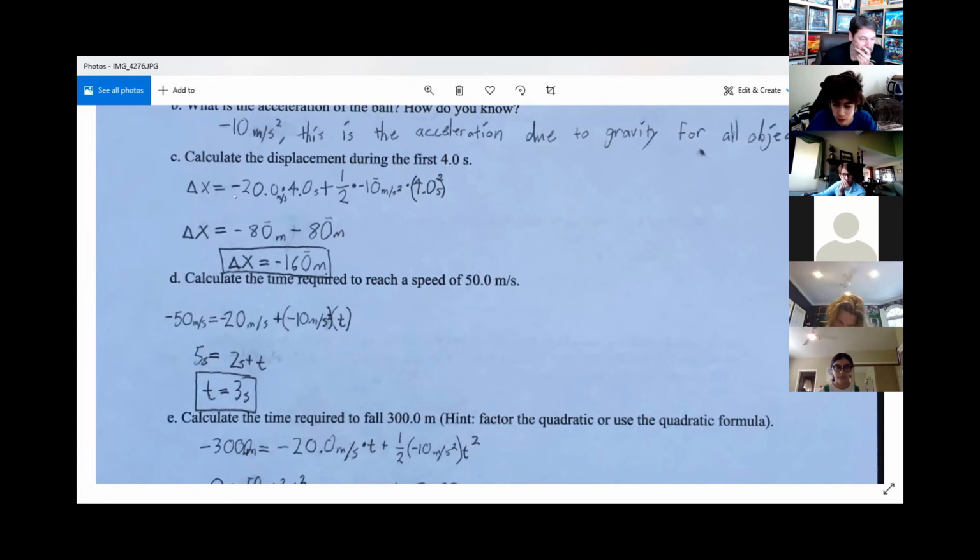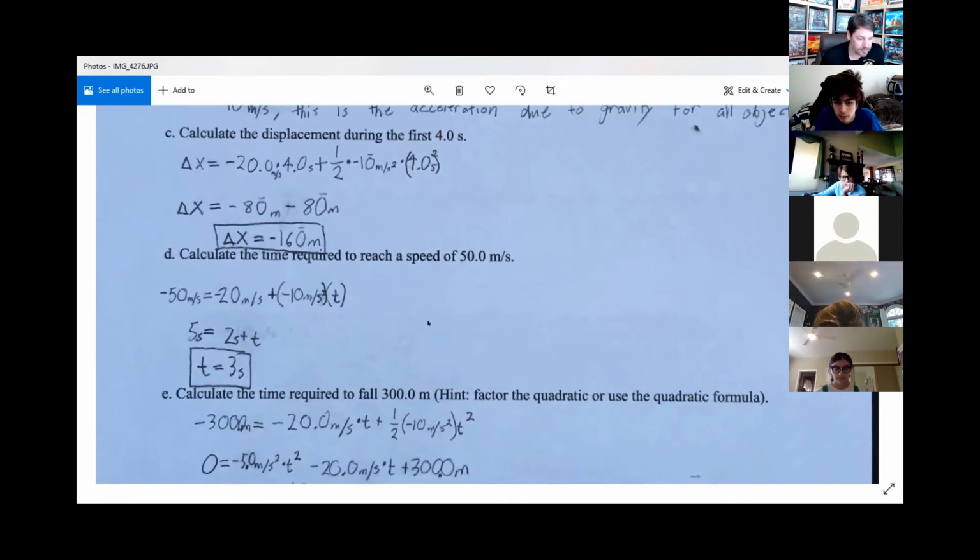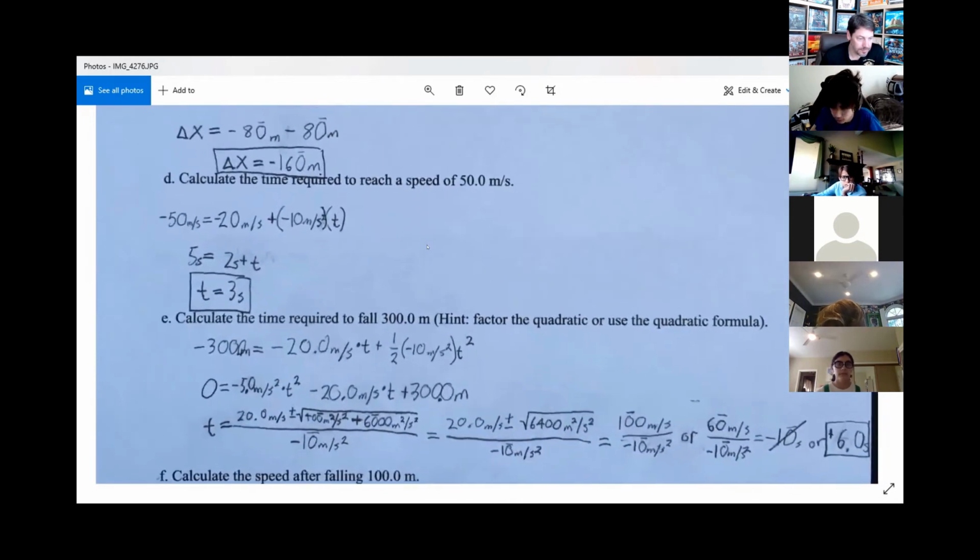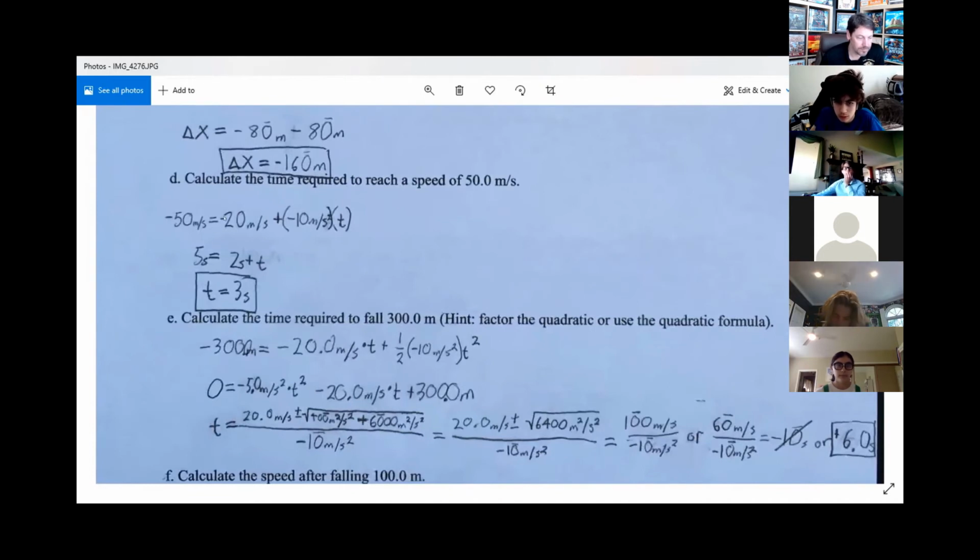So then you're just gonna plug in all your values, and then you got -20 meters per second times 4 seconds plus 1/2 times -10 times 4 squared. And that comes out to -80 meters minus -80 meters, which you get -160. And then this one is just v = v0 + at, so you plug your values in again, and then you get 5 equals 2 plus t, and if you just do some basic math, you'll get t equals 3 seconds.